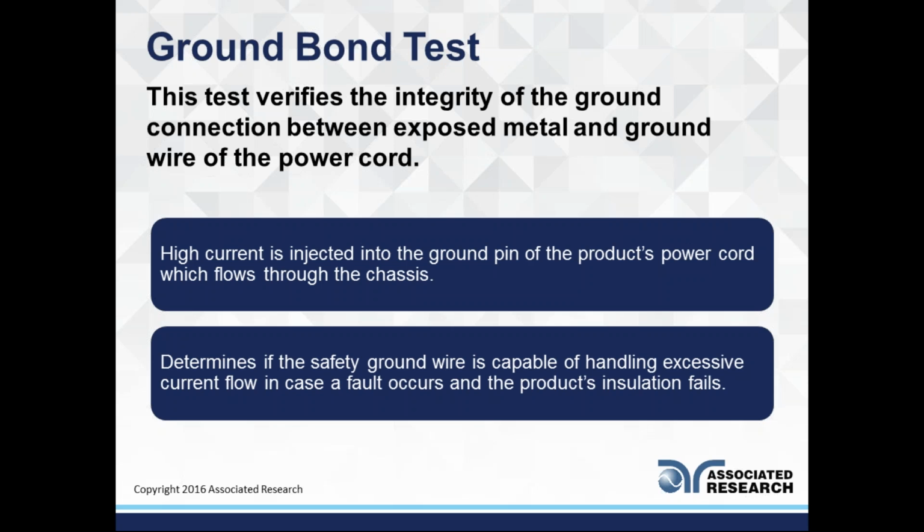This determines if the safety ground wire is capable of handling excessive current flow in case a fault occurs and the product's insulation fails. So, in the off chance that something happens where the current that should be fed to your line and neutral, somehow a fault condition occurs and now it's all being sent to the ground, can that ground hold all that current? Or will it spill over onto the chassis of your DUT where people could start getting shocked?